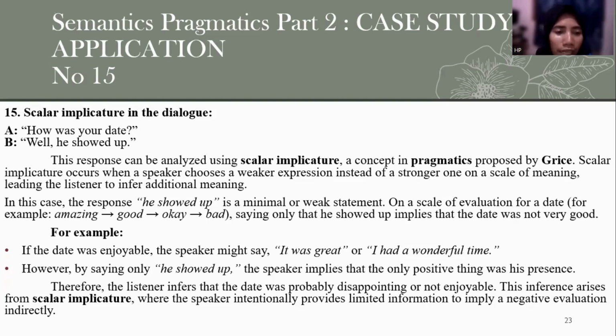For example, if the date was enjoyable, the speaker might say it was great or I had a wonderful time. However, by saying only okay, the speaker implies the only positive thing was its presence. Therefore, the listener infers that it was probably disappointing or not enjoyable. This is different from scalar implicature, where the speaker intentionally provides limited information to imply a negative evaluation indirectly.